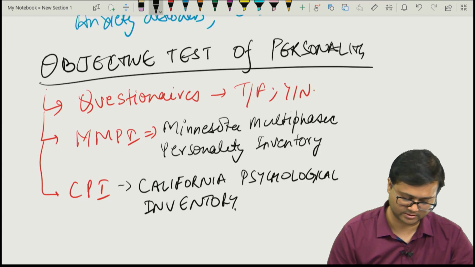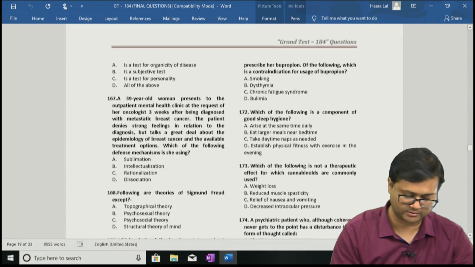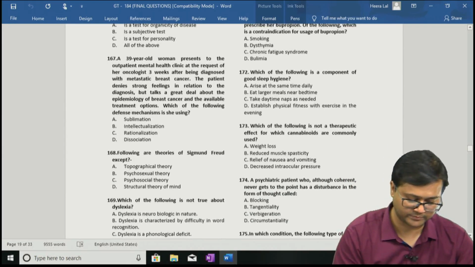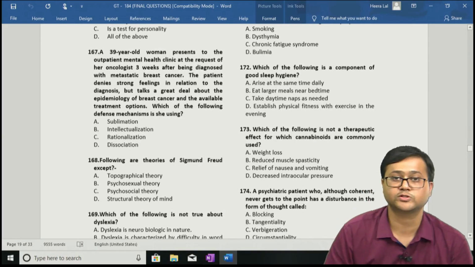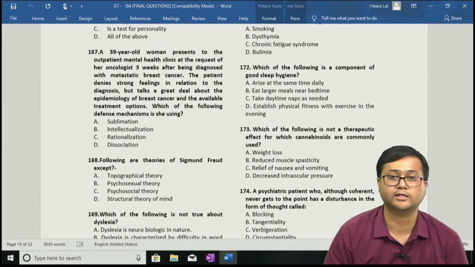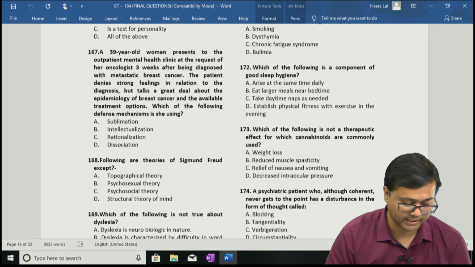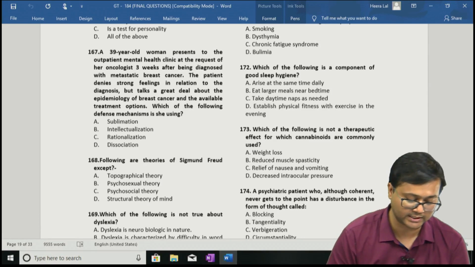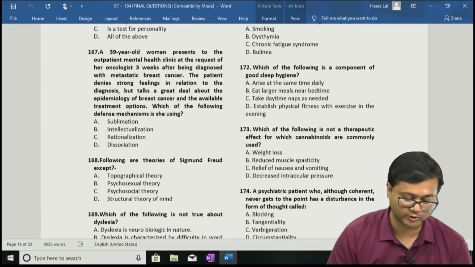Now let us discuss the next question, that is question 167. A 39-year-old woman presents to the outpatient mental health clinic at the request of her oncologist 3 weeks after being diagnosed with metastatic breast cancer. So she is suffering from a tumor. The patient denies strong feelings in relation to the diagnosis, but talks a great deal about the epidemiology of breast cancer and the available treatment options.